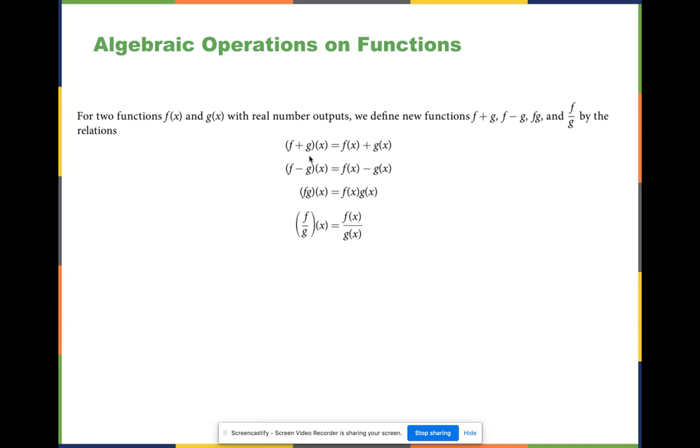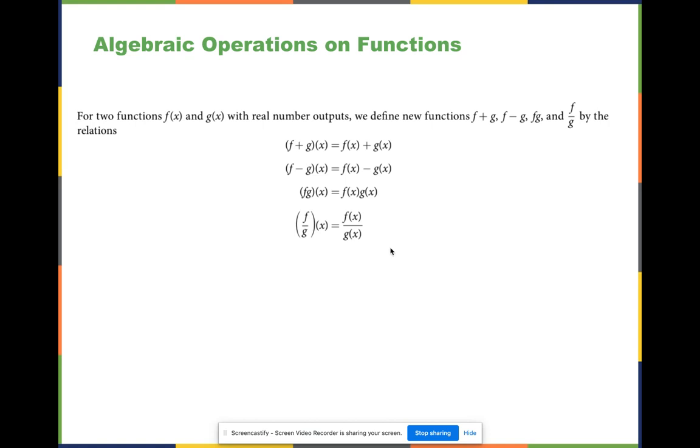So f plus g of x is just equal to f of x plus g of x, f minus g of x is equal to f of x minus g of x, f times g, so if they're both together inside the parentheses like that, of x, that's f of x times g of x, and f divided by g of x equals f of x divided by g of x. So pretty intuitive, just what you'd expect, as if they were numbers.